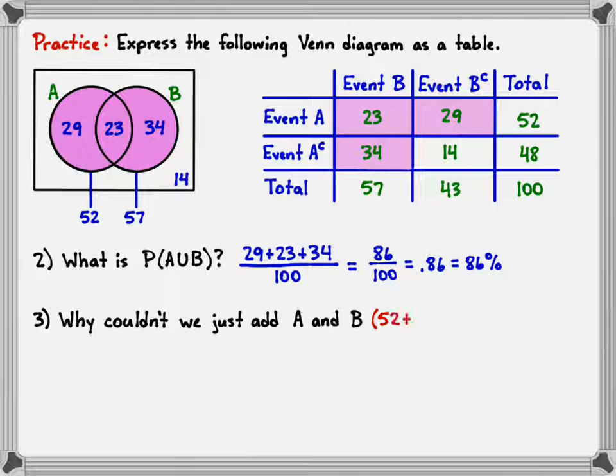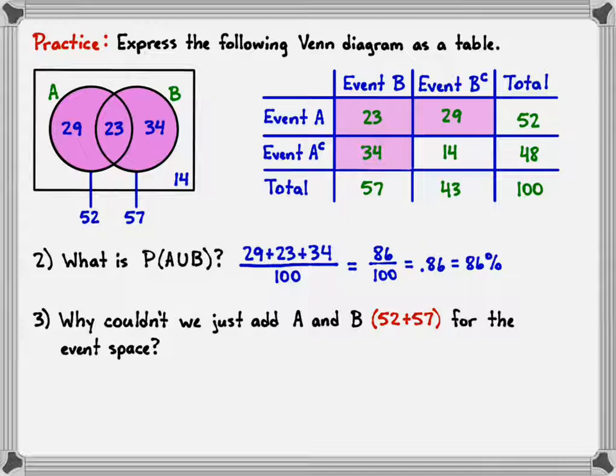Now, here's a question for you. Why couldn't we just add A and B for the event space? So for number 2, why couldn't I just say A plus B? Why couldn't I just say 52 plus 57? Well, we've kind of already answered that a little bit in the past. But notice if I add 52 plus 57, I get 109. There's a couple of problems with that. Number 1, that wasn't the answer, so obviously we can't do that. But why? Well, the first thing is 52 plus 57 is over 100%. So that's impossible to have a probability that's higher than 100%.